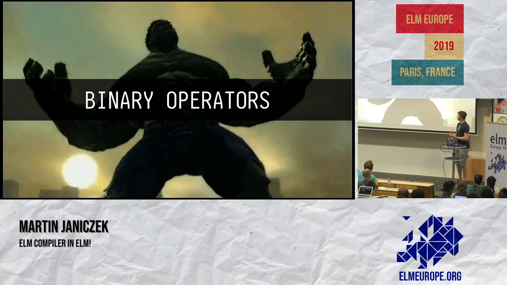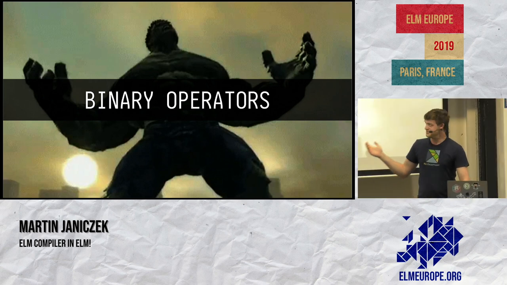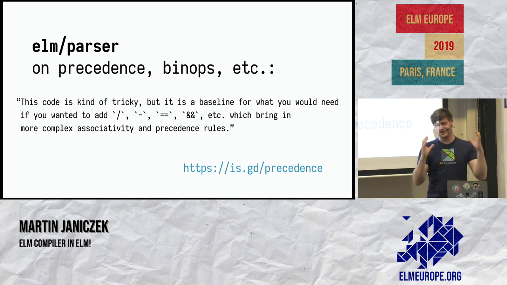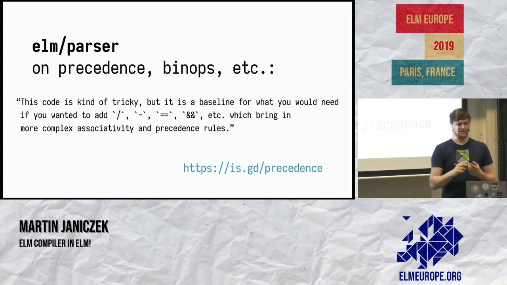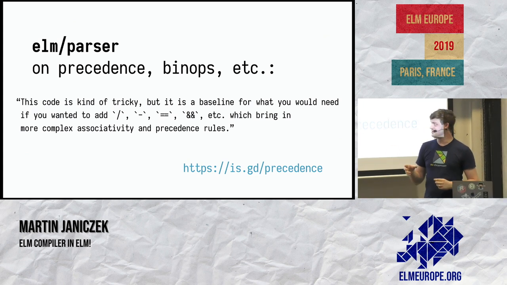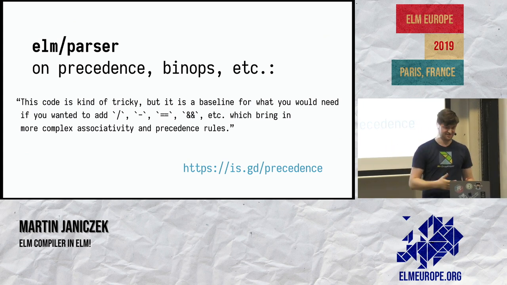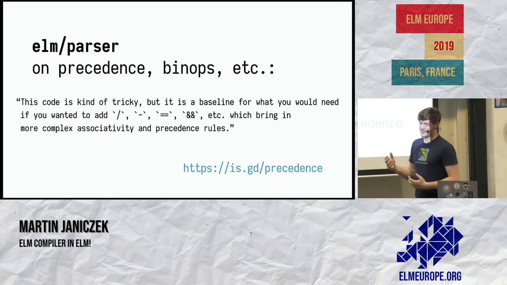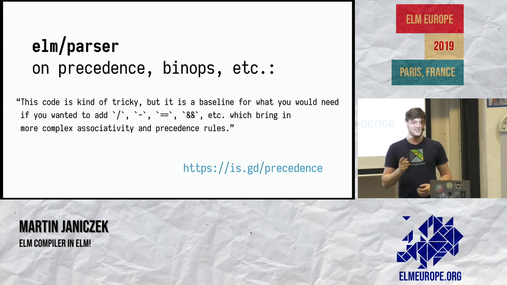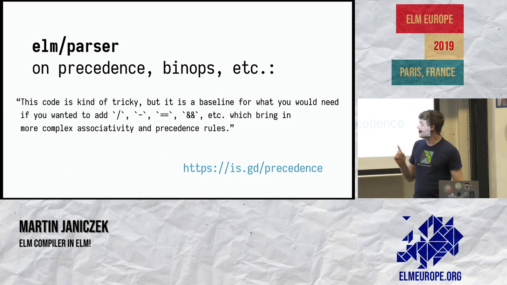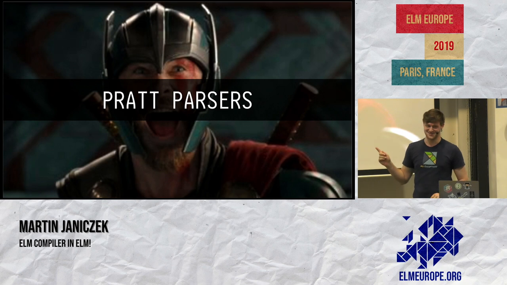There is something about the complexity of parsing this, putting the parentheses in the right place. Evan himself has this example called math.elm, and it only deals with plus and multiplication, and he says this is kind of tricky, this is getting complex, and it's not going to get any better when you add more of those operators. But I want to say no, there's one weird trick, and it's called Pratt parsers.